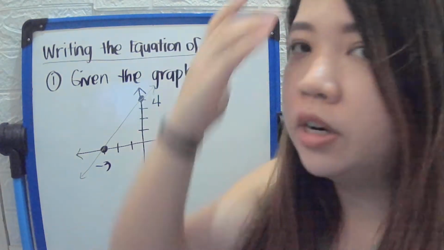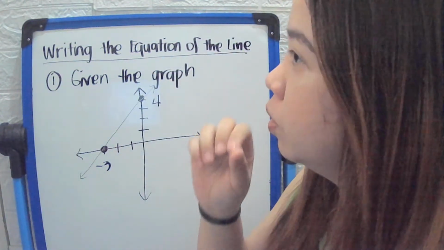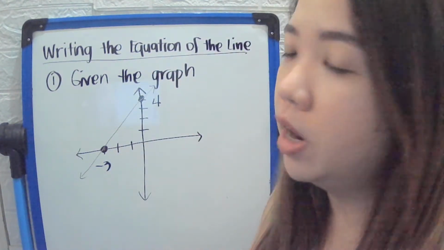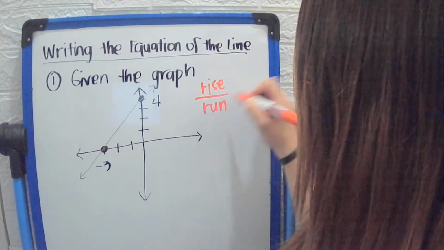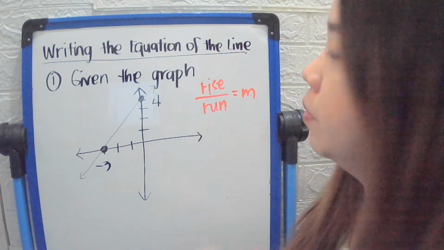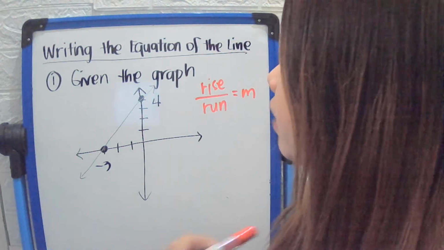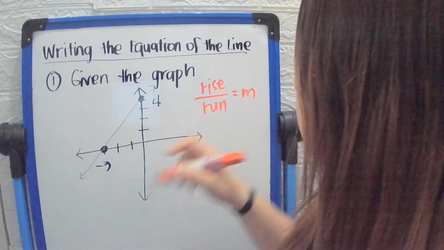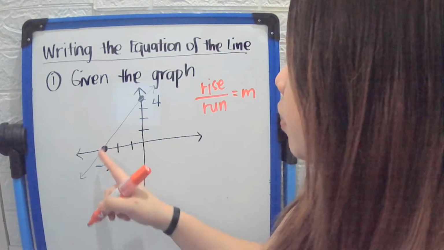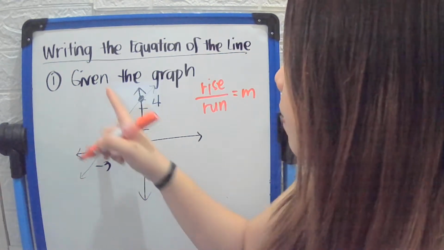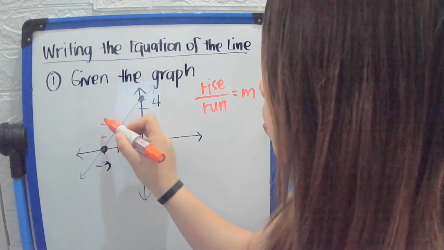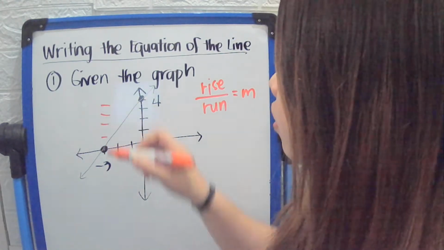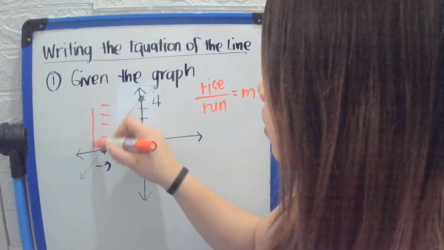So first things first is to identify the rise over run. Okay? Sino po si rise over run? Siya po si slope or yung ating steepness of the line. So to get rise, as you can see, let's start from this point. So going up, how many times? So 1, 2, 3, 4. So you go up 4 times.